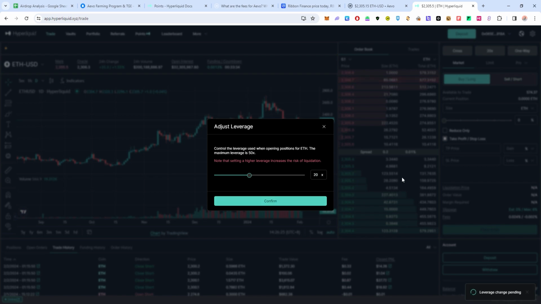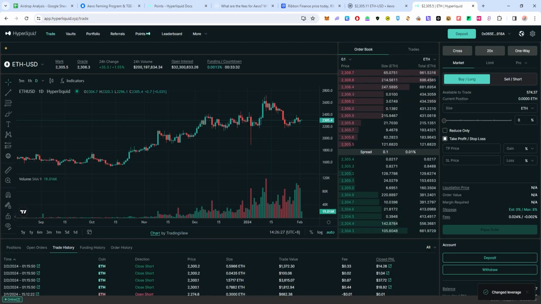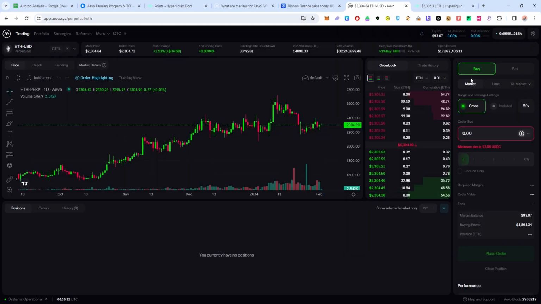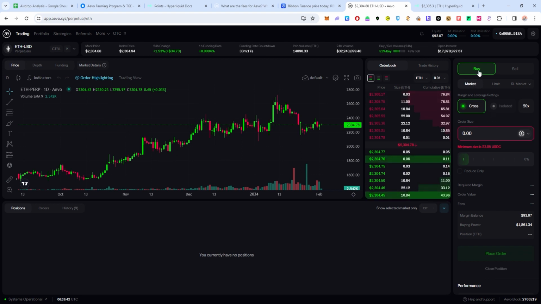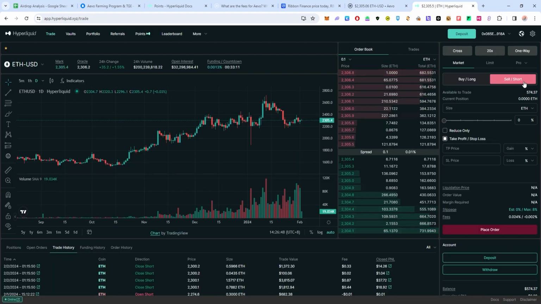The next thing you want to do is a market execution. Make sure this is market. And of course, on one platform you want to buy, and on the other platform you want to sell. This is very important. If you perform both buys, you will get wrecked. So one platform is buy, look carefully, and this one is the sell short.